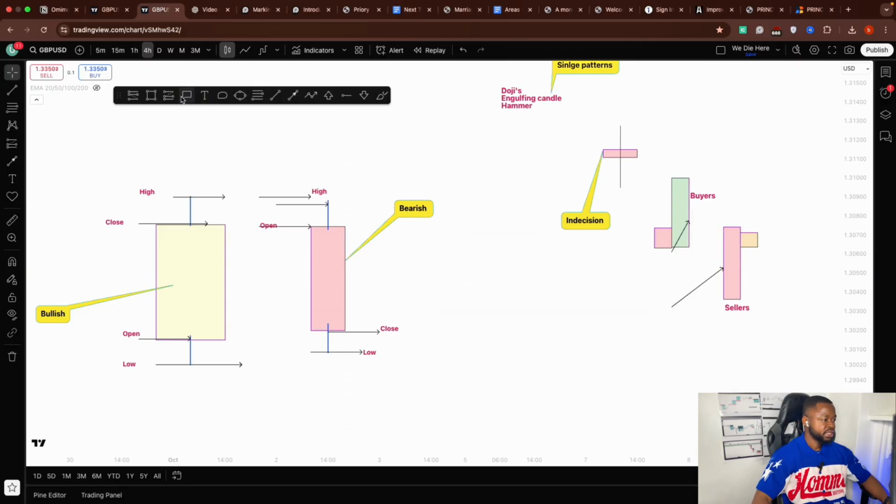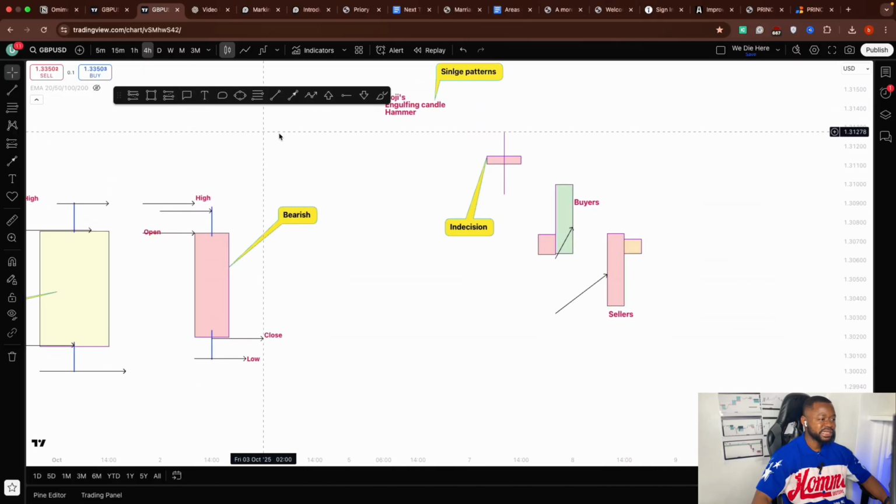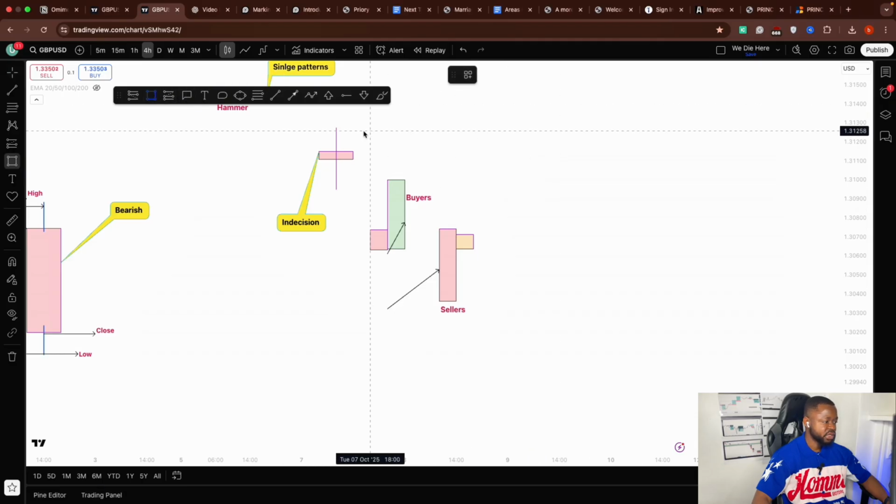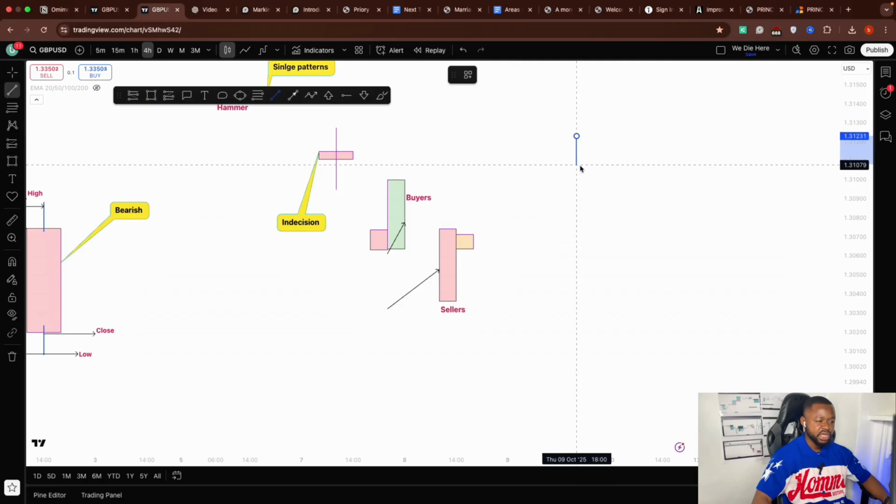C'est fini. Then we have the hammer candlestick. So what makes a hammer candlestick? Why do we have a hammer candlestick? So I'm going to draw out a hammer candlestick right here. Let's do this first. So let's have the candle.